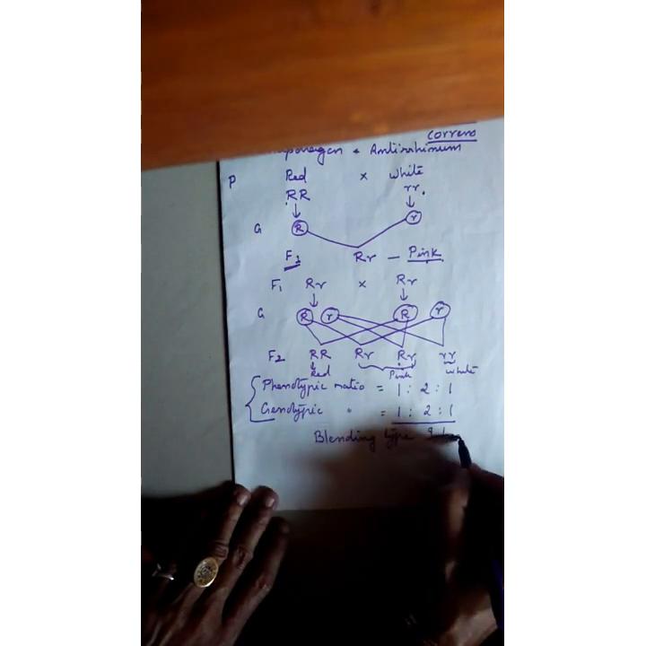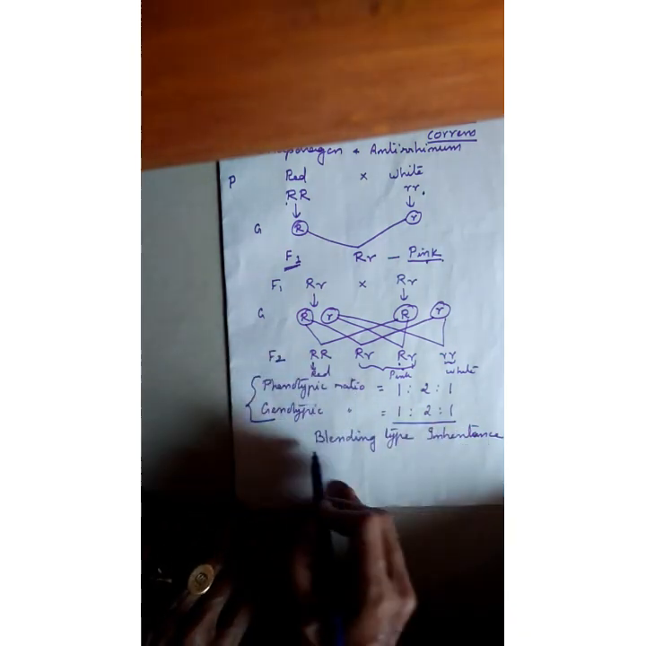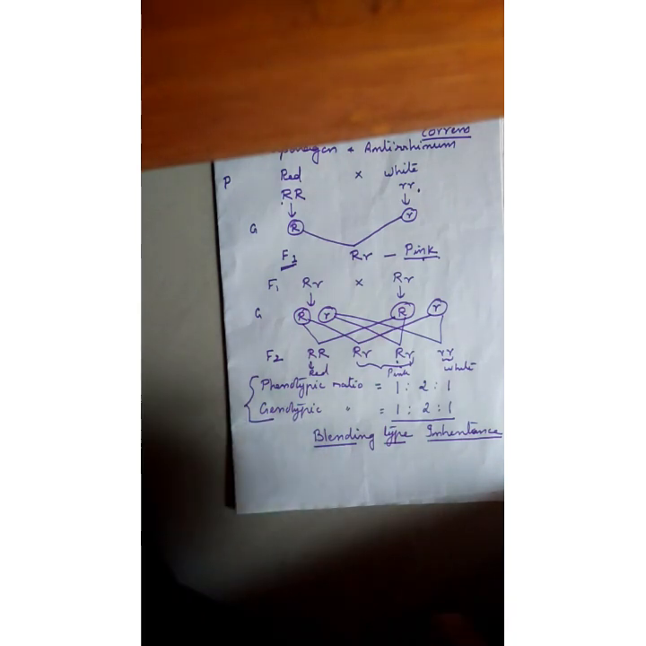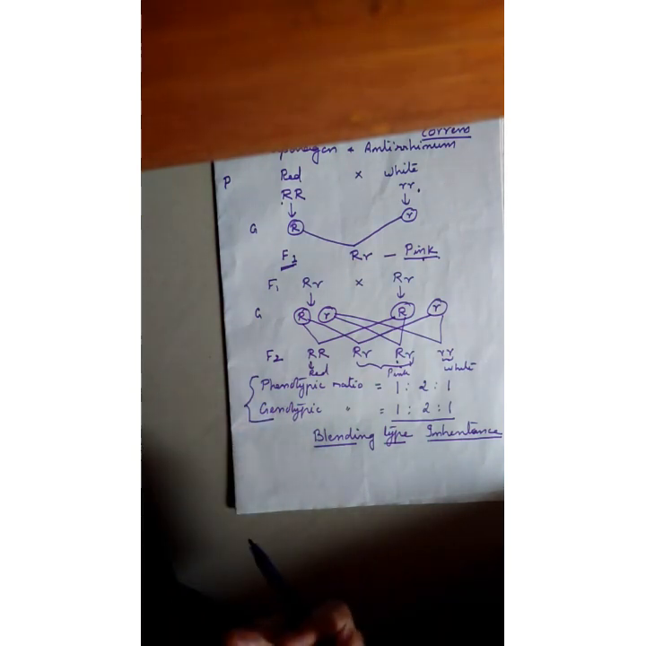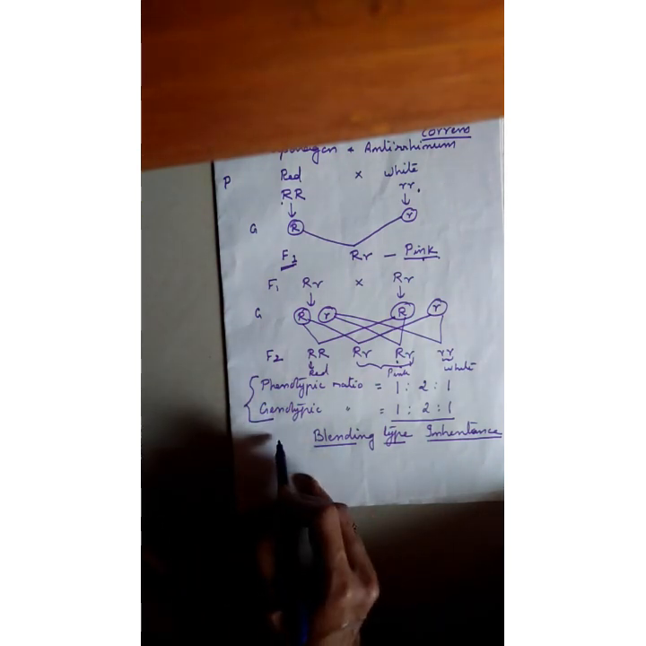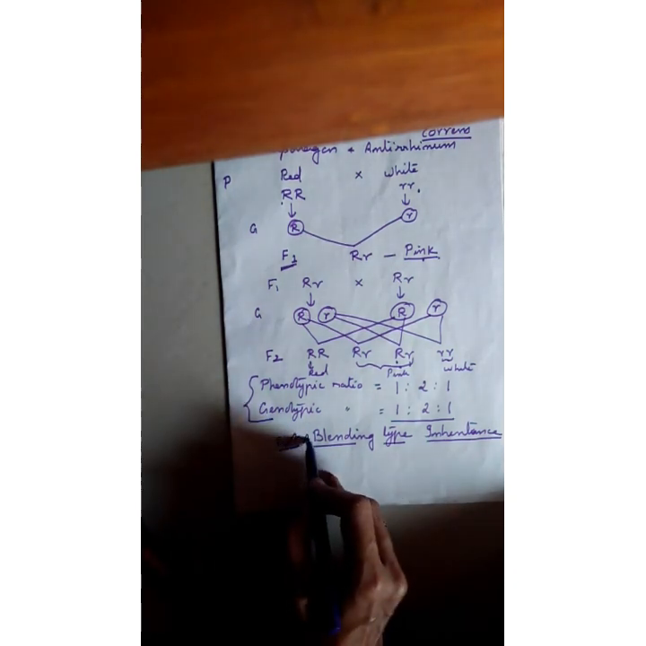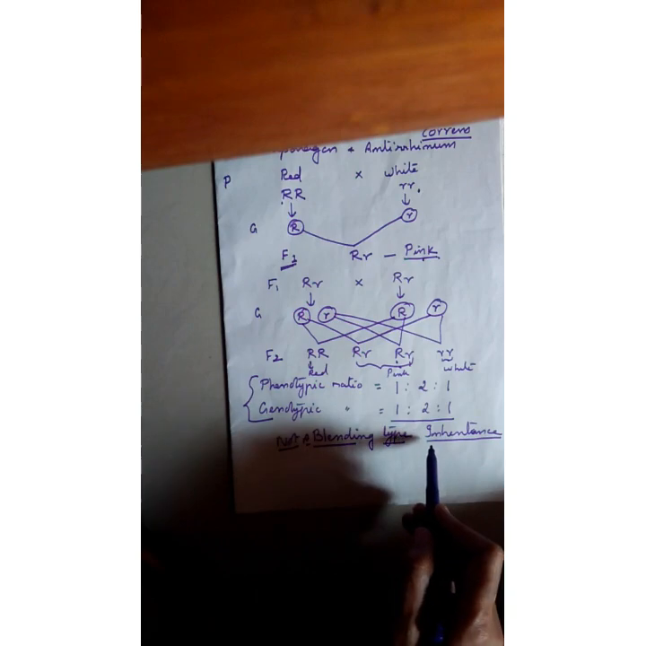So what is blending? Blending means mixing. If red and white color, if you mix, which color will you get? Pink. But this cannot be called a blending type of inheritance. Why is it not blending?